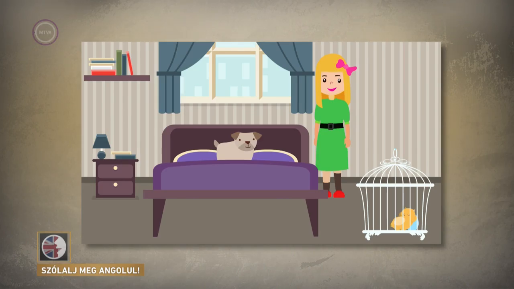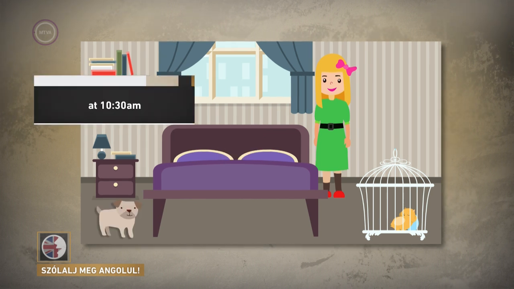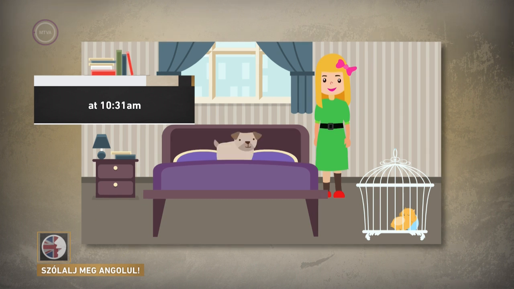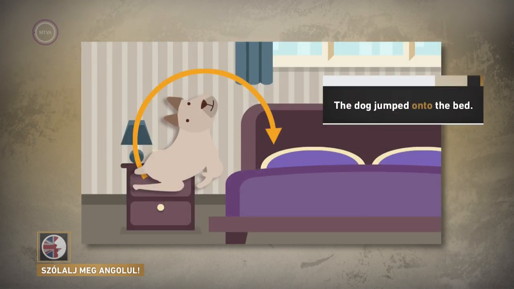Okay, let's look at another preposition of movement, onto. Now, we know the preposition of place on. The dog is on the bed. Okay, now, at 10:30 a.m., the dog was on the floor. At 10:31 a.m., the dog was on the bed. What happened? Well, the dog jumped onto the bed.